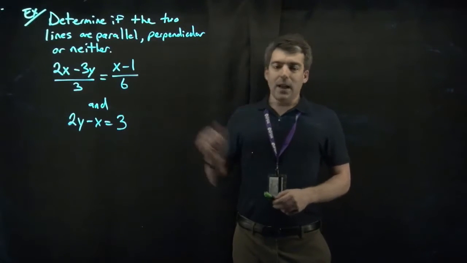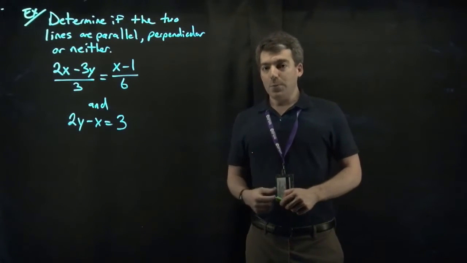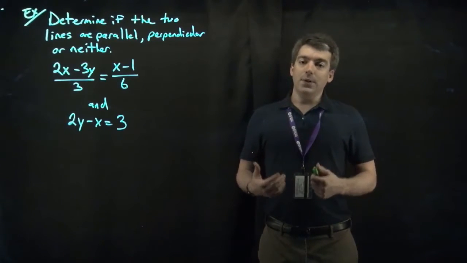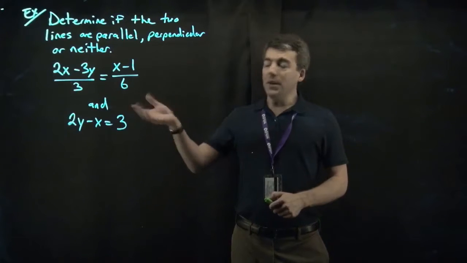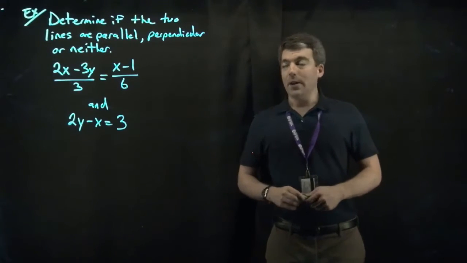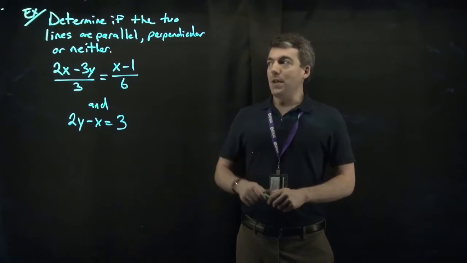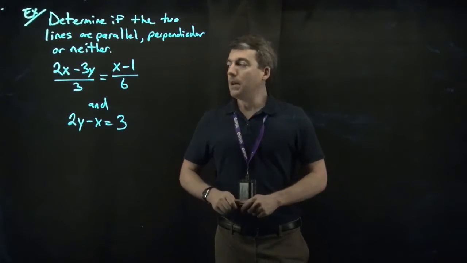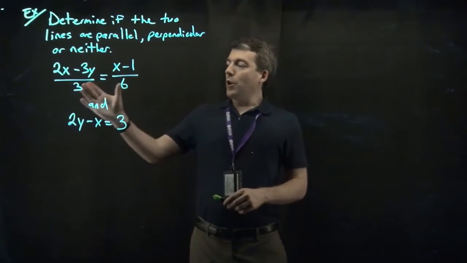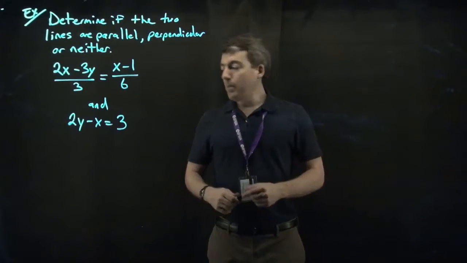We're going to take the equations of both of these lines, find their slopes, and then compare them. If the slopes are equal, the two lines will be parallel, assuming they have different y-intercepts. If the slopes are negative reciprocals, we'll say they're perpendicular, or we'll conclude that they're neither. All right, let's work with putting these equations in slope-intercept form.